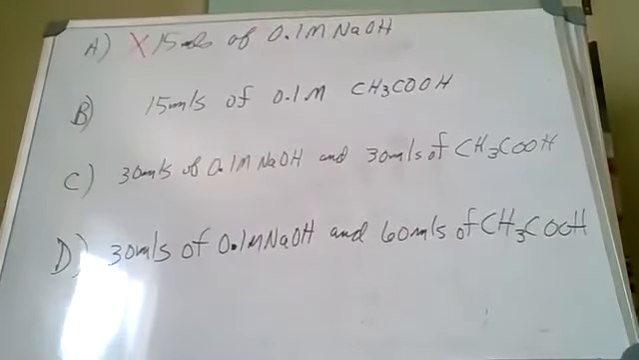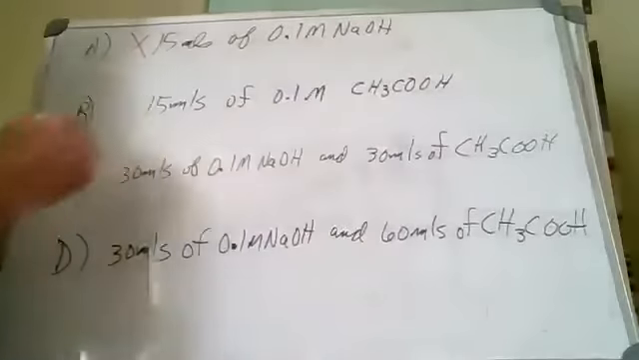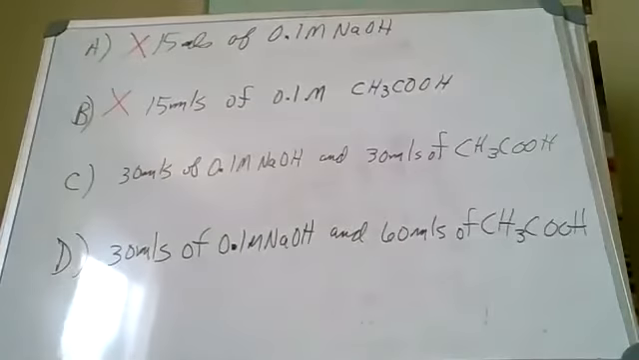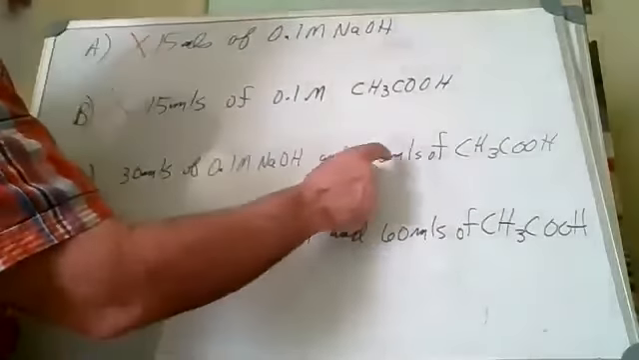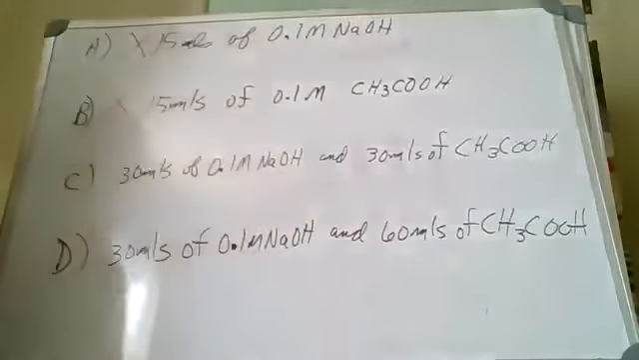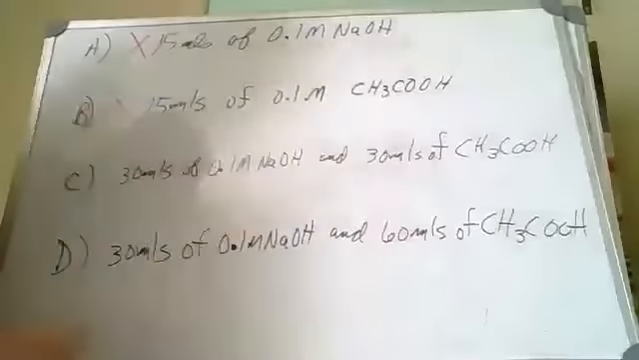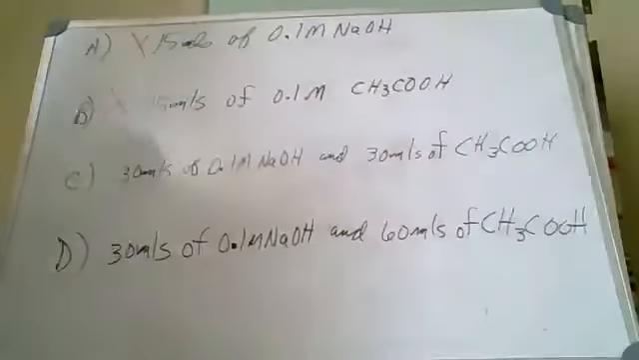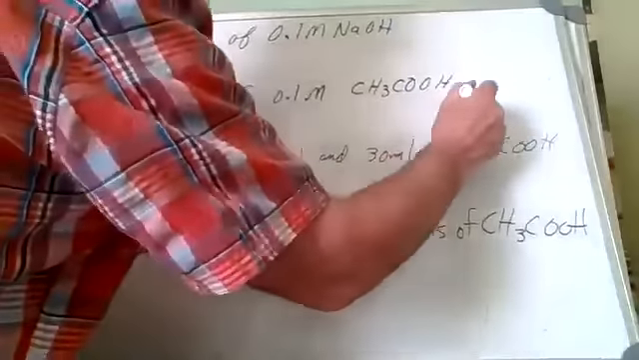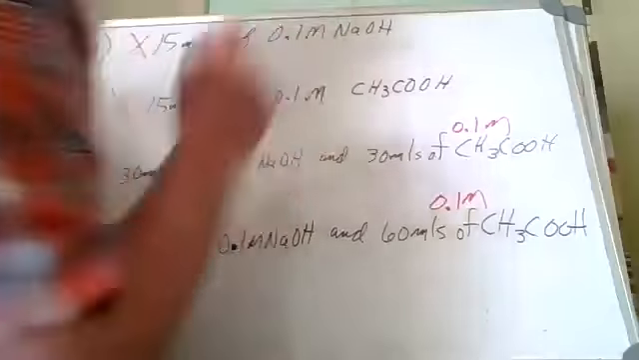This is just a solution of a strong base. Clearly it's not this one. This is just a solution of a weak acid. Okay, now let's take a look here. Here we have 30 mils of hydroxide and 30 mils of, actually I didn't get the concentrations here. I believe they were both 0.1 molar. Yes, all right, 30 mils of 0.1 molar and 60 mils of 0.1 molar.